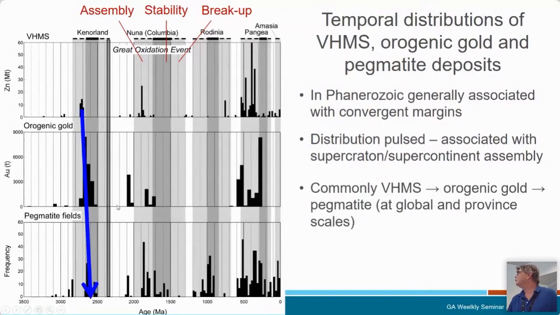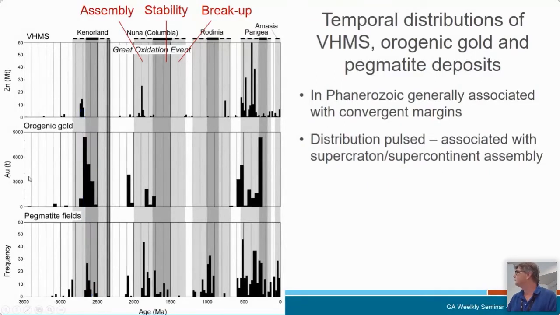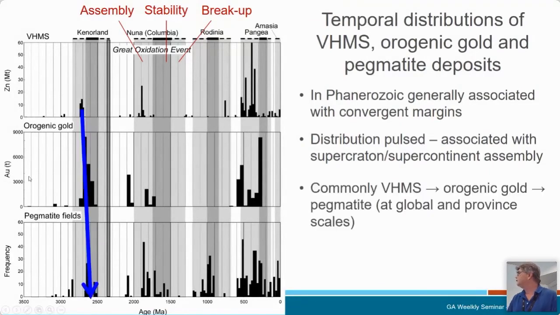And at a global scale, particularly in the Archean, and I'll just go back for you to see that again, you can actually see it as commonly a VHMS, followed by orogenic gold, followed by pegmatites. And this is at a global scale. It's also present, we think, in the Paleoproterozoic, and also to a certain extent in the Phanerozoic, but it's not as evident.